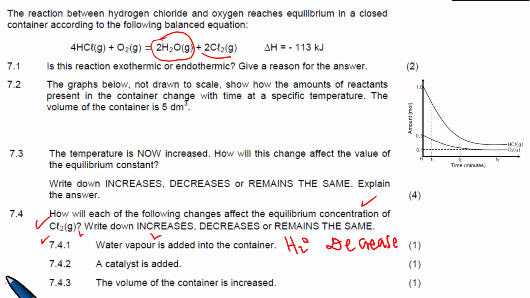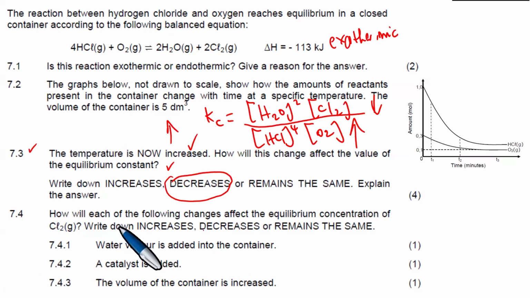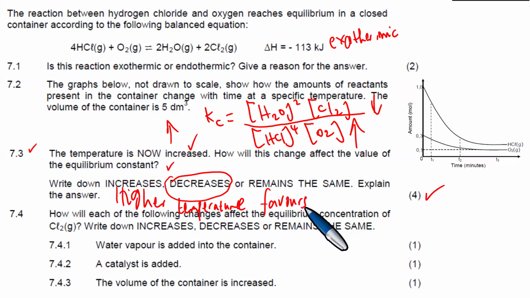Let me see here in 7.3. I wanted to say more here because the marks are 4. We noted that there's going to be a decrease, but let us say more. So a decrease is number 1. Number 2, we're saying higher temperature favors the endothermic.